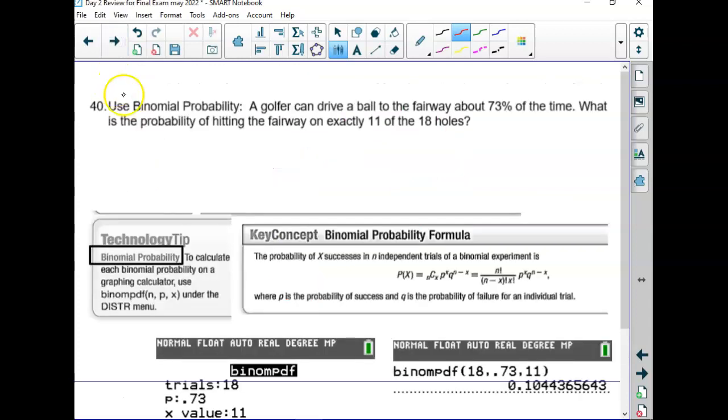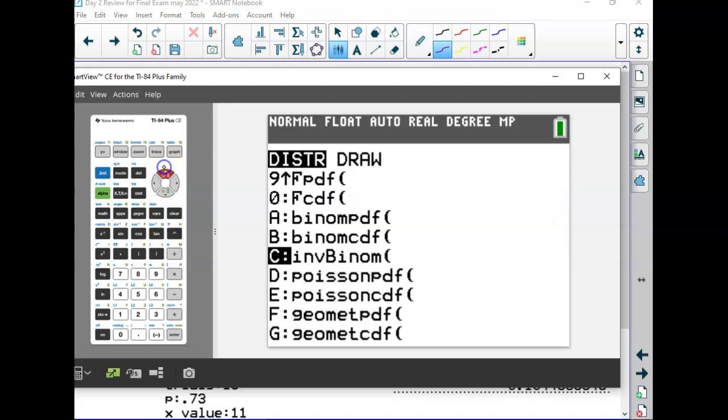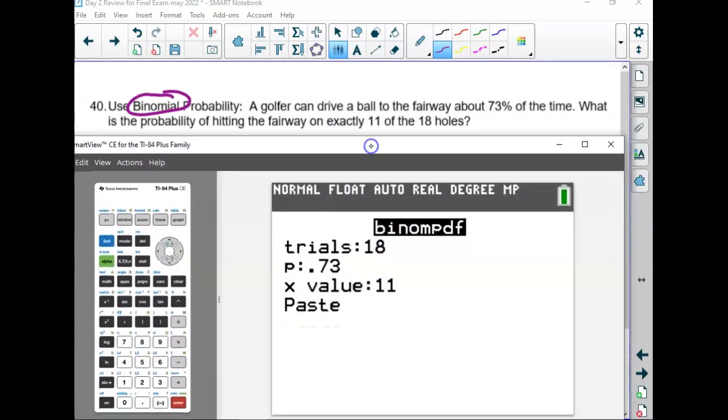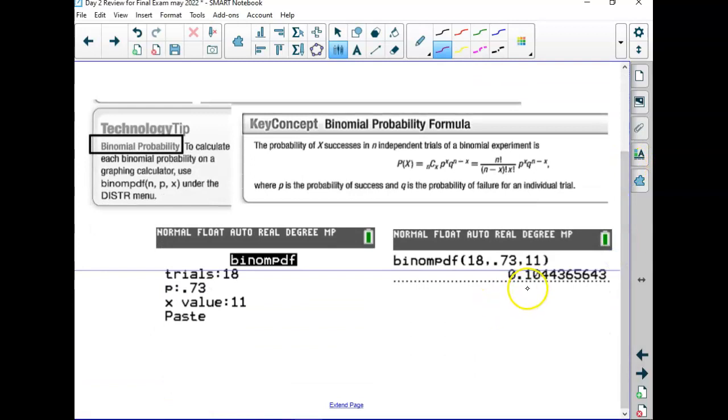All right, there is a binomial question. It says specifically use binomial probability. Where do you find that button? Second, vars. Find binom PDF, not CDF. And then it said on 18 holes, what's the chance that you hit the fairway exactly 11 times if your probability of success is 0.73? So 18 tries, 0.73, and 11. And then I got 0.104.